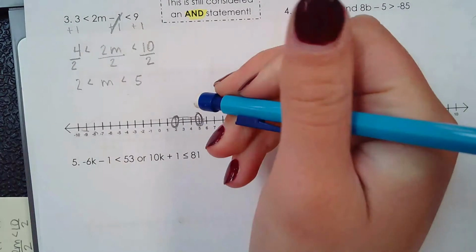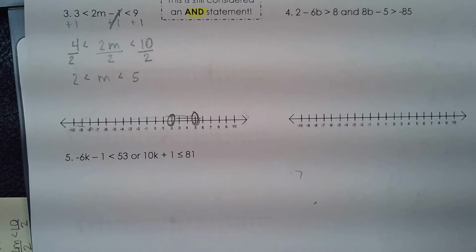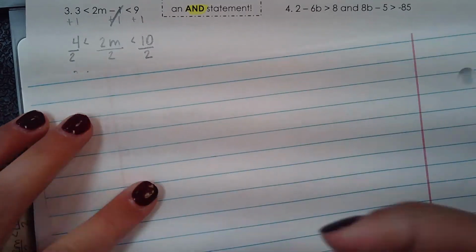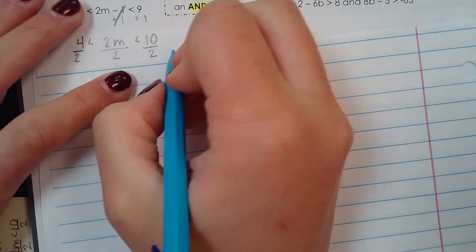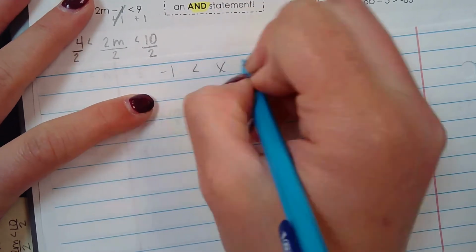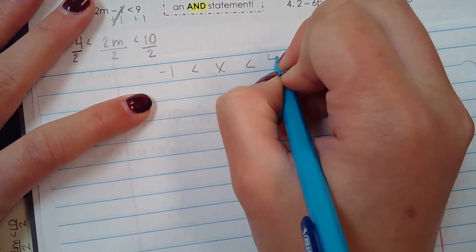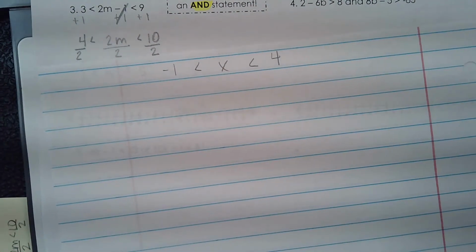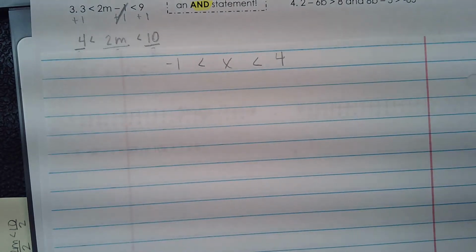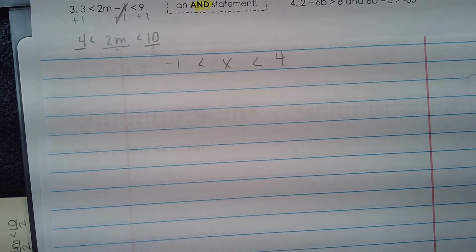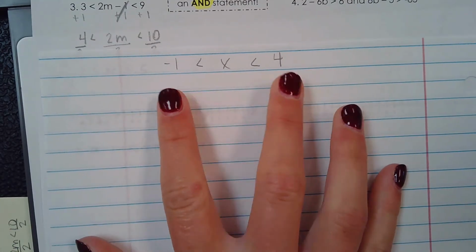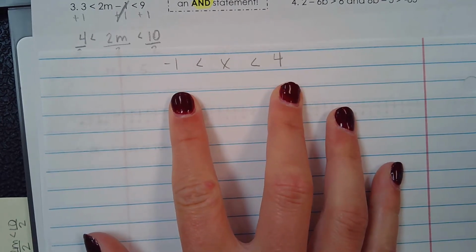So let's pretend that you have something else, because I feel like y'all are still not quite understanding what I'm saying. We've got -1 is less than x is less than 5. Or we'll go 4. How would you graph that? First off, open circles or closed circles? Open circles at what? -1 and 4. And then where do you shade?